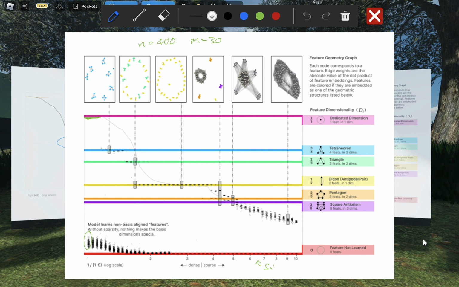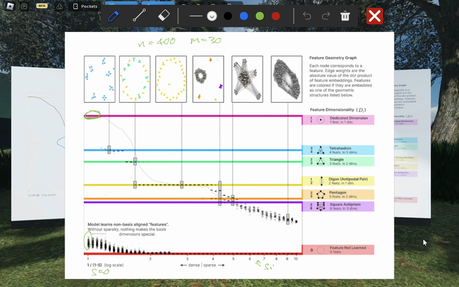So in this first section here, they just embed 30 features in 30 dimensions. So this is just perfect. Every feature gets its own dedicated dimension. There's no interference, and that's great. This is in the very dense region where the sparsity is 0, s equals 0 down here. So extremely dense. Each feature gets its own dimension.